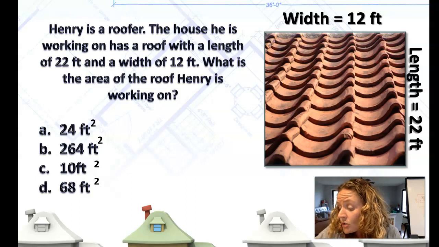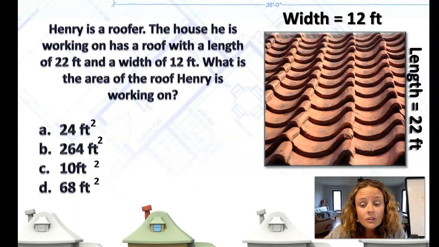Now, friends, you might have used partial products. You might have used area model. You might have tried to do this mentally. You might have said 22 times 10 is 220. Add 2 more 22s, which is 44. I'm looking at 264 feet squared.